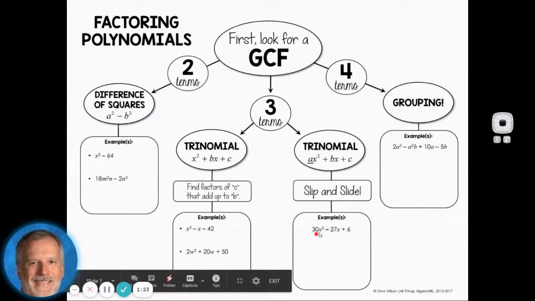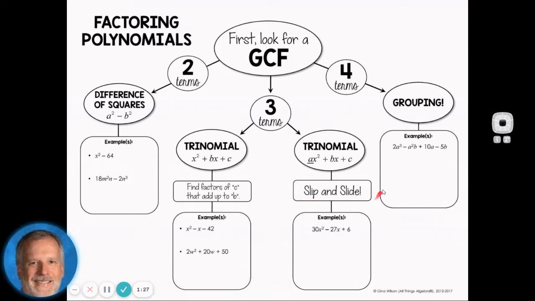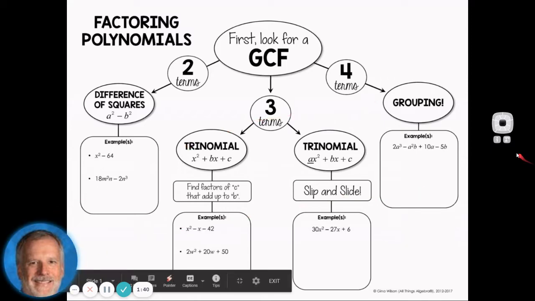Sometimes three terms will have a coefficient in front of x squared. If so, we're going to use that slip and slide or slide and divide, whatever you want to call it, method to factor. Finally, if it's got four terms, we know how to work those, and we factor by grouping. We did that a while back.